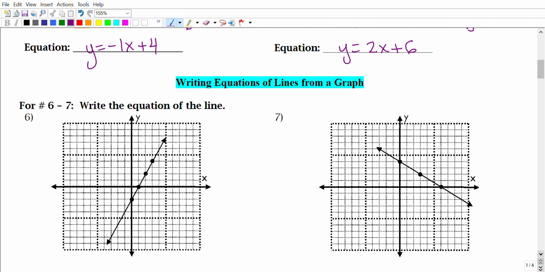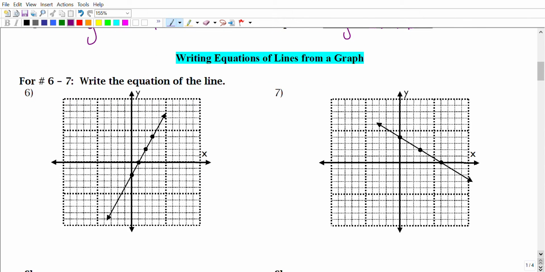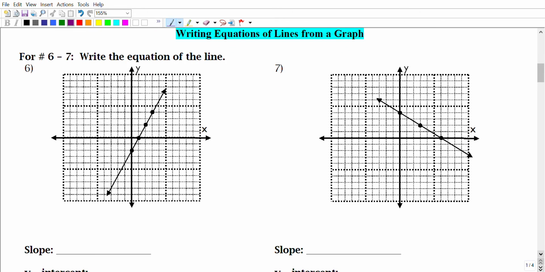All right, let's go ahead and take a look at 6 and 7. Now, this is a little different. Now we're actually going to go ahead and write the equation of a line, but instead of being given already our information like a slope and a y-intercept, we have to figure it out from the graph, okay?